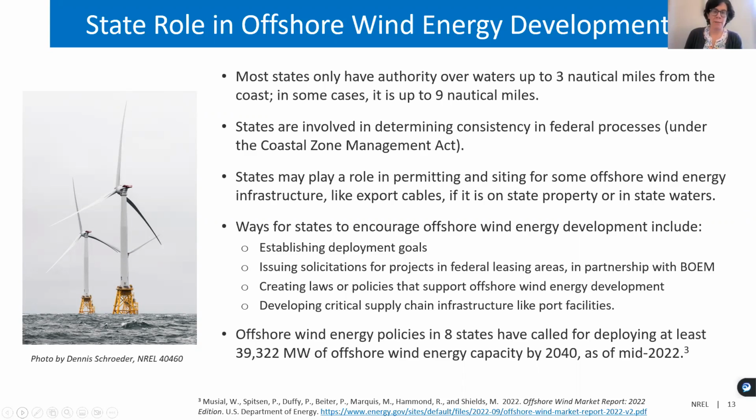This can be done by establishing deployment goals. It's notable that as of mid-2022, 8 states have set offshore wind deployment goals that now total 39 gigawatts of offshore wind by 2040. States also can pass legislation or other directives to support development beyond the deployment targets, such as power procurement expectations. And states have the opportunity to invest in critical pieces of infrastructure like port facilities. I'll just add that states also are able to play a key role in coordination of stakeholders and investing in their interests and understanding of what's happening.